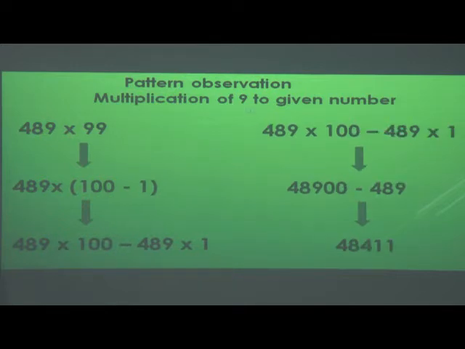Now multiplication of 99 to a given number, 489 into 99. 99 again we have to write as nothing but 100 minus 1. Again 489 multiplied by 100 and 489 multiplied by 1. When we multiply 489 by 100, we get 48,900 and here we get 489 into 1, 489. When we subtract 48,900 minus 489, we get 48,411.